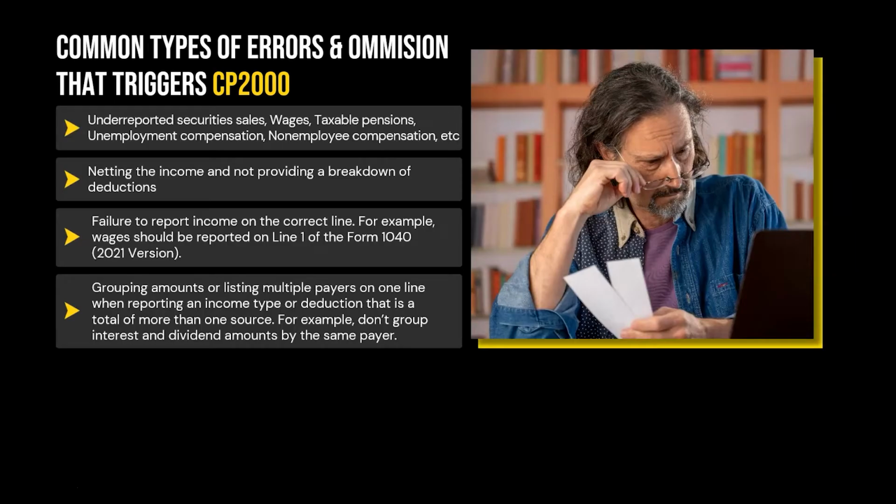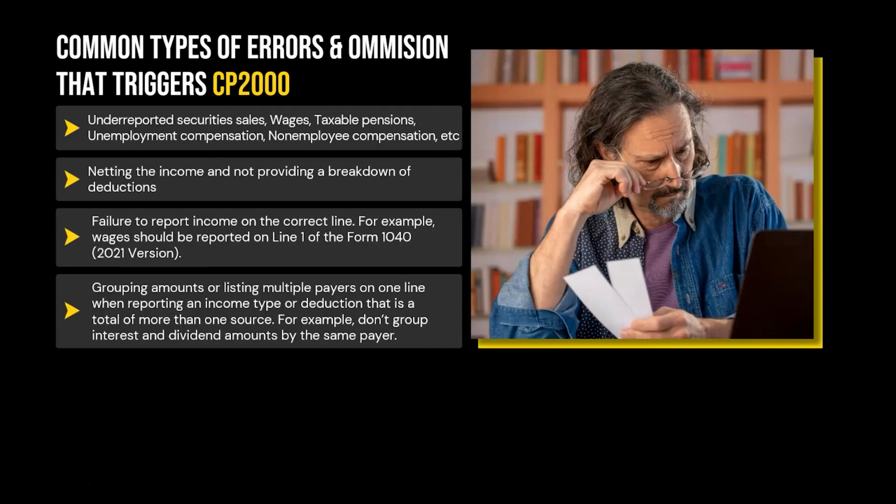Do not group interest and dividend amounts by the same payer. Now let's give you an example. Let's say you get a 1099-INT, which is interest income of $100 from Fidelity. And then let's also say that you receive a 1099-DIV, which is dividend income of $100 from the same brokerage firm, which is Fidelity.